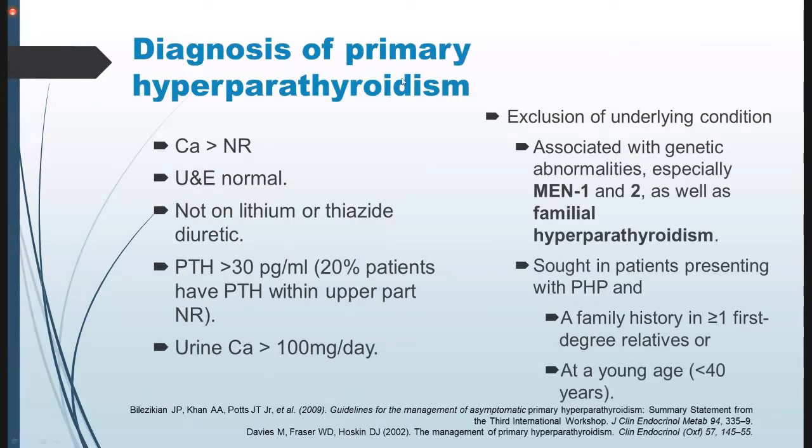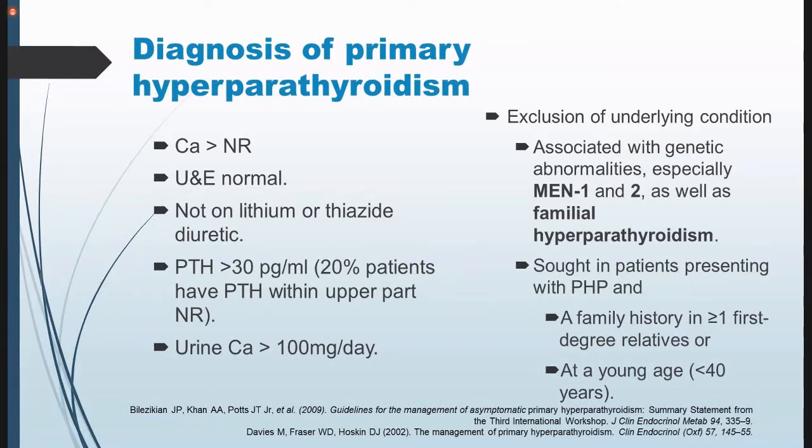Now, how do you diagnose primary hyperparathyroidism? I've already explained that you have to check calcium and the renal functions, U and E. See that the patient is not taking drugs which can cause hypercalcemia, like lithium and thiazide diuretics. And the PTH itself has to be more than 30. About 20% of patients can have a normal PTH as well, but the PTH is in the upper part of the normal range. The upper limit of PTH in our labs is mostly 67, or sometimes 87 in certain labs.